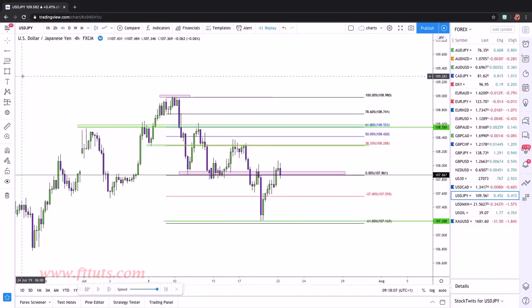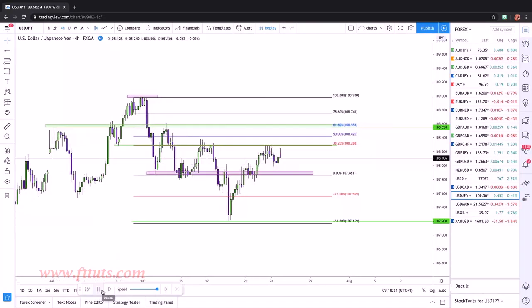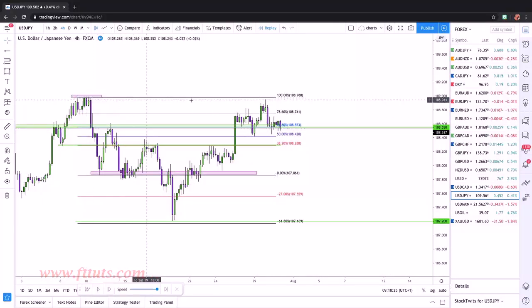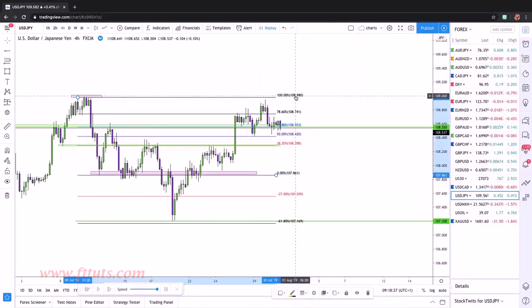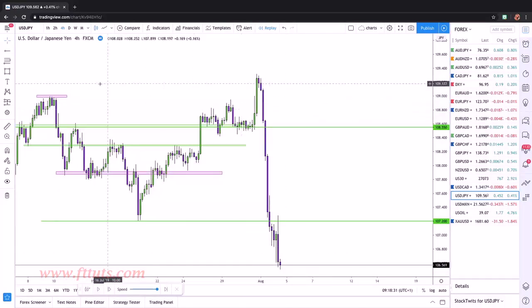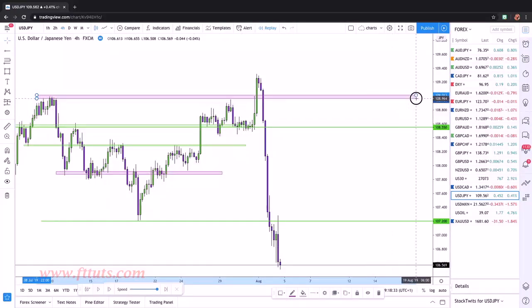So this is where your entries come in, guys, right on those key levels. So it comes up to 0%. And then if it stays above that 107.850 zone, then it's going to go higher. Okay, so it comes right back up to where price was.